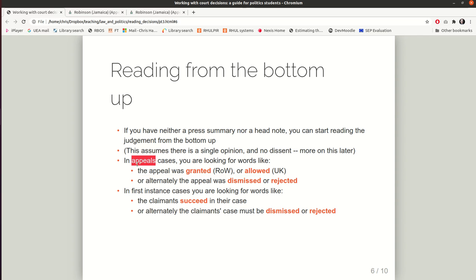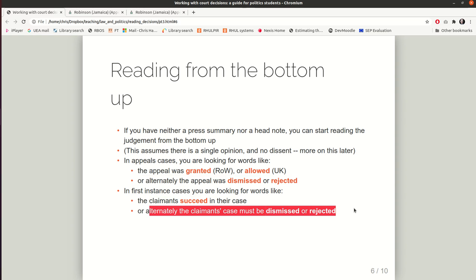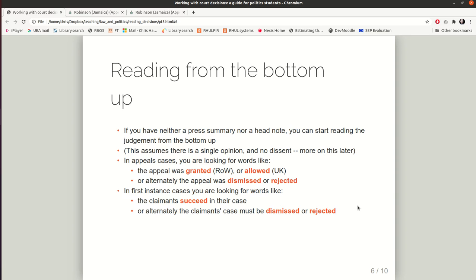So that's for appeals cases like you might find in a Supreme Court. In first instance cases, you'd be looking for words like the claimant succeeds in their case, or otherwise the claimant's case must be dismissed or rejected.